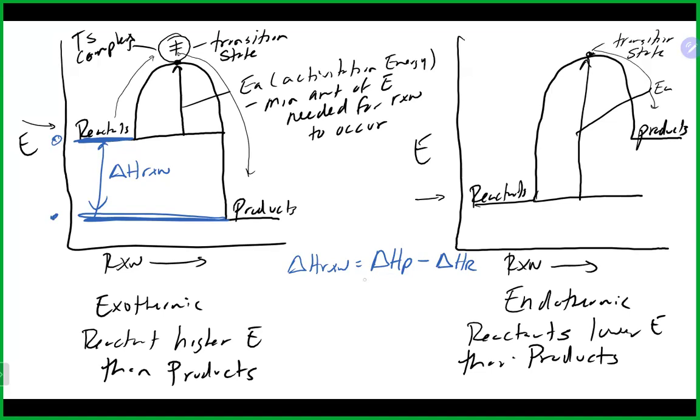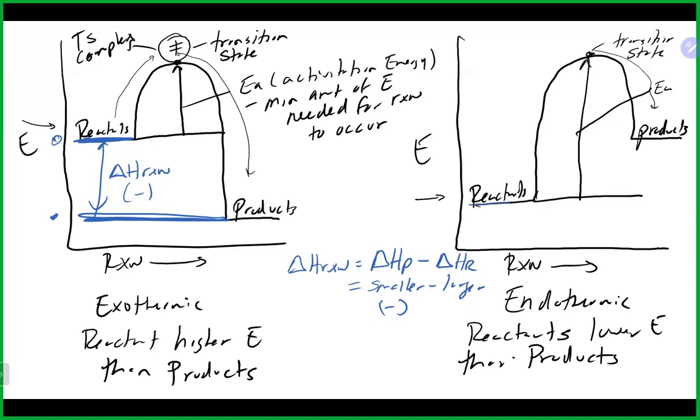So again, here mathematically, you would be taking a smaller number minus a larger number, and that is how delta H becomes negative in this case. You'll end up with a negative value when you subtract that difference.